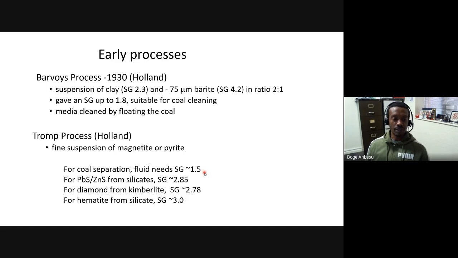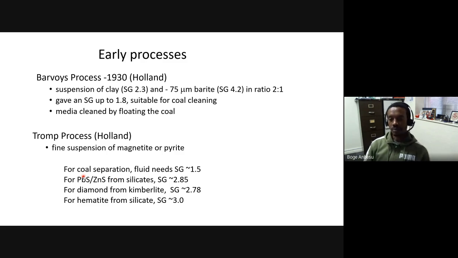Then you can separate the coal from the impurity by using a dense media. Or for sulfide processing, maybe you can try to separate out the sulfides, which have specific gravity of 5, 6, 7, and so on, compared to the silicate gangue, which has specific gravity around 2.5. If your media has specific gravity of 2.8, then it's just between the waste and the valuable. So again, in this case, the waste, which is silicate, floats, and the valuable material, which is the sulfide, sinks.